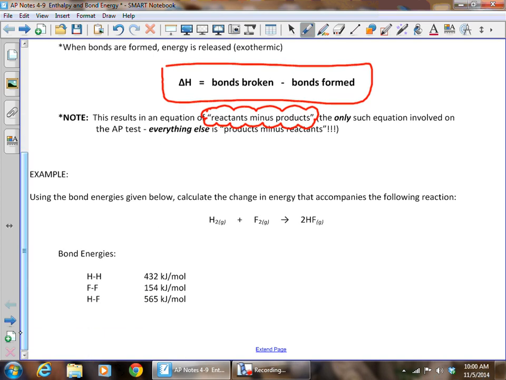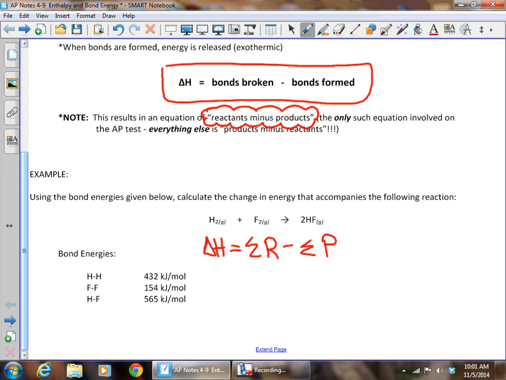So looking at this example problem down here, we want to use bond energies to calculate this particular reaction. We've done it before with our heats of formation, but now we want bond energies. So this time, the heat of reaction is going to be equal to the sum of the reactants minus the sum of the products. I almost can't even write it down because it's so unusual to use that equation. We're going to do the same thing.